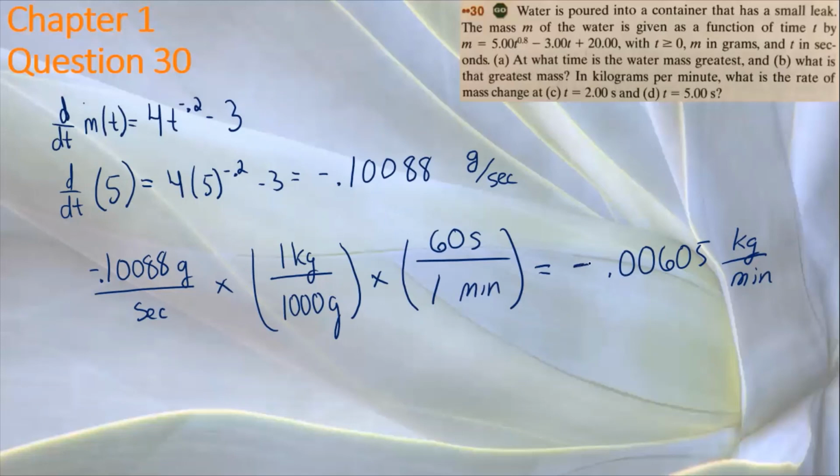And so the reason this is negative is because at t equals 5, the water is actually draining out of the bucket faster than it is being poured into the container. And so as a last step, it might be beneficial to express this number in scientific notation. We would do this as such. So that is the final answer, and we have solved all of the parts of this question.